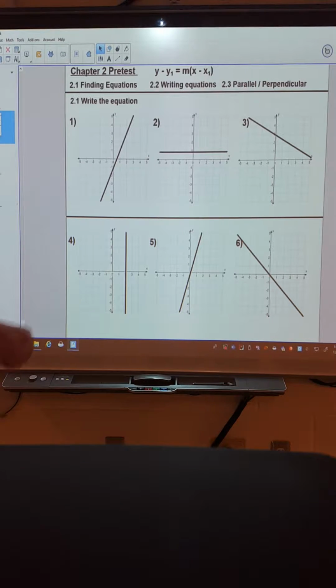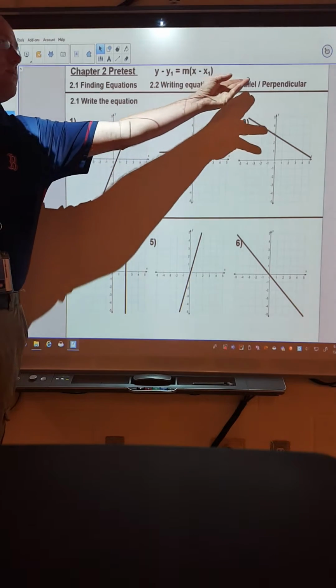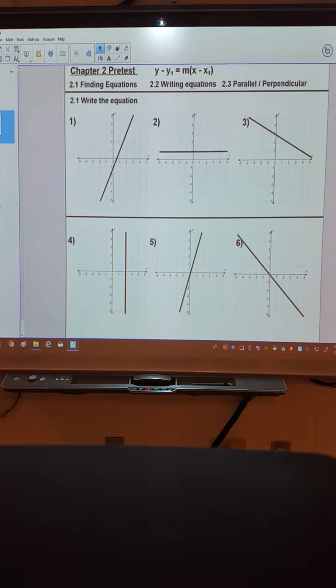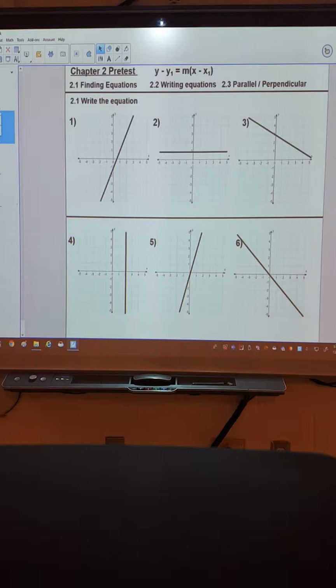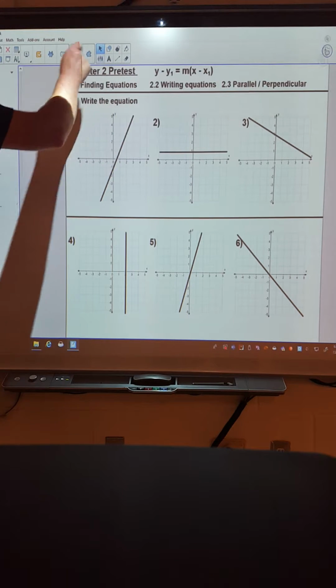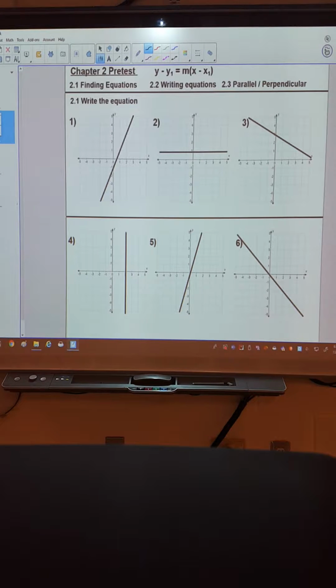Okay, this is the Chapter 2 pretest, and we've got three sections we're going to look at: finding equations, writing equations, and equations of parallel and perpendicular lines. Now, the first part of Chapter 2 links in very closely to what we did with Unit 1. So when we're going to try and write the equation of a line, we're going to try in most cases to write it in slope-intercept form.